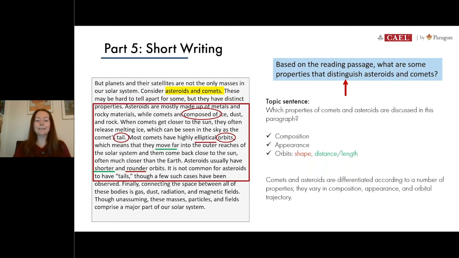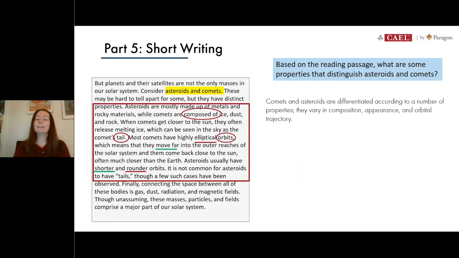It says, "Comets and asteroids are differentiated according to a number of properties. They vary in composition, appearance, and orbital trajectory." So you can see how we've taken those three properties that we identified earlier in the outline, and we wrote them down in a more academic way. That language, orbital trajectory, is a really sophisticated way of conveying the message about orbits. Remember, the CAEL is an academic test, so we definitely want to use academic language where we can. So we're going to use this as our topic sentence.